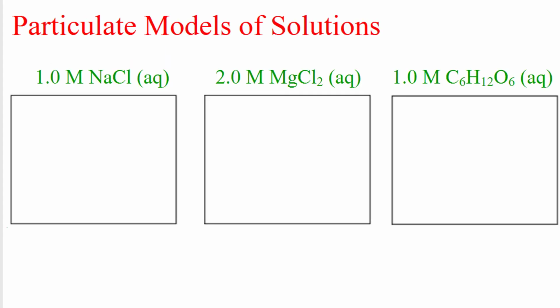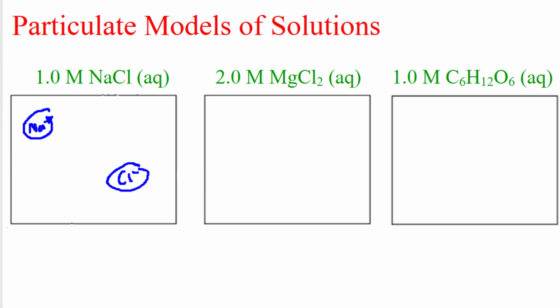So let's take a look at some particulate models of solutions. We have 1 molar of NaCl here. What would 1 molar of NaCl look like? Well, what do we know about Na and Cl? They break up in solution in water to be Na plus and Cl minus, Na plus and Cl minus, okay?